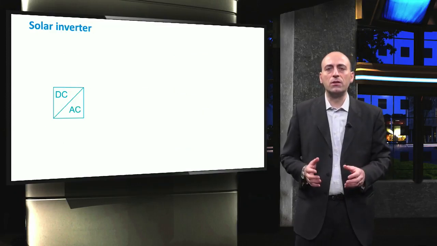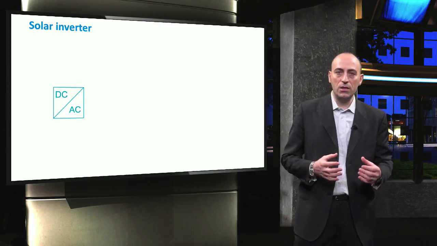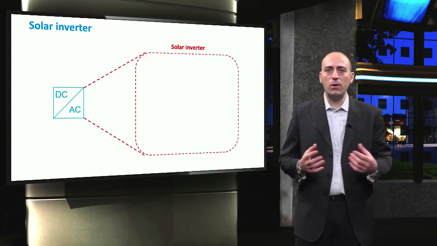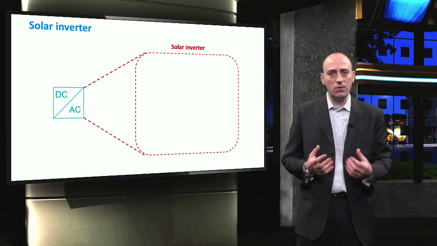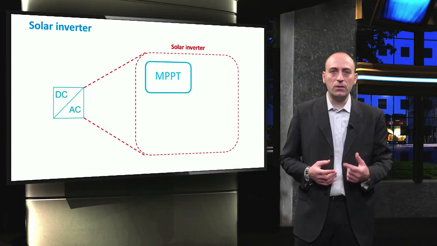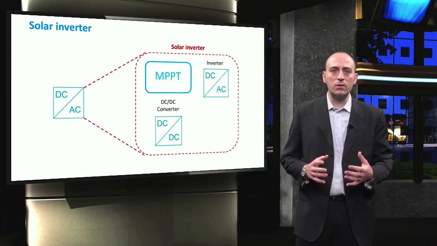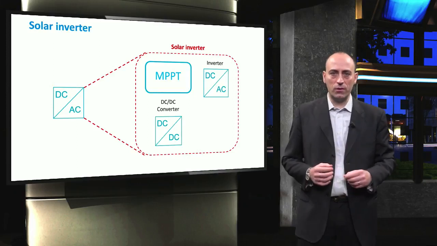As already mentioned, the word inverter might refer either to the DC-AC converter or to the power electronic unit that includes many other things inside. So for example, we have the MPP tracker, the DC-DC converter, the DC-AC converter, and some models even include a battery charge controller in it.